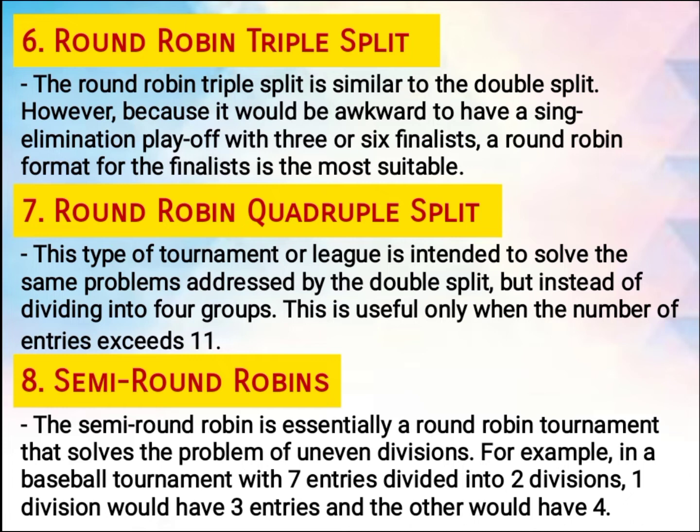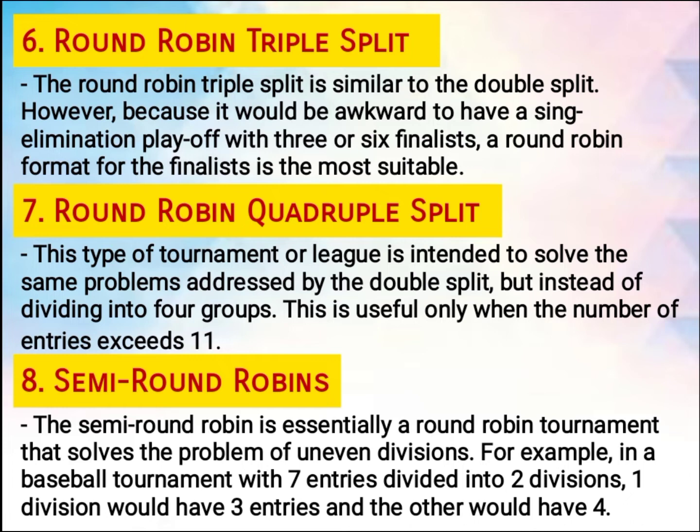Now, the next one, number 7, is the round robin quadruple split. This type of tournament or league is intended to solve the same problems addressed by the double split, but instead of dividing the entries into two groups, they are divided into four groups. This is useful only when the number of entries exceeds 11. You could use this format in a 1 or 2 day tournament or in a league over a longer time. The major disadvantage of this approach is that when there are only 12 to 15 entries, the weaker players or teams might participate in only 2 games.